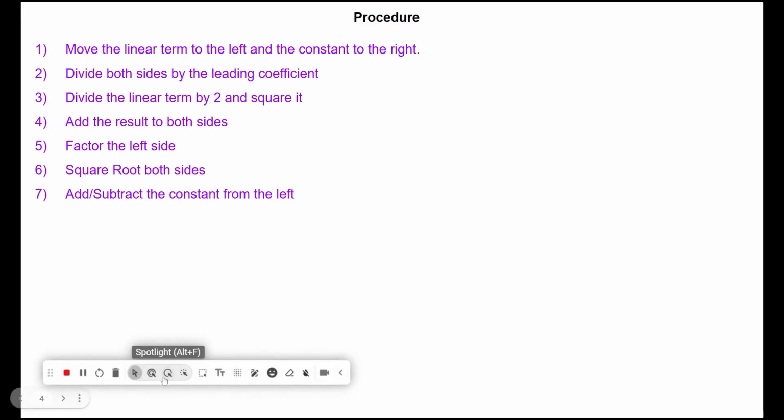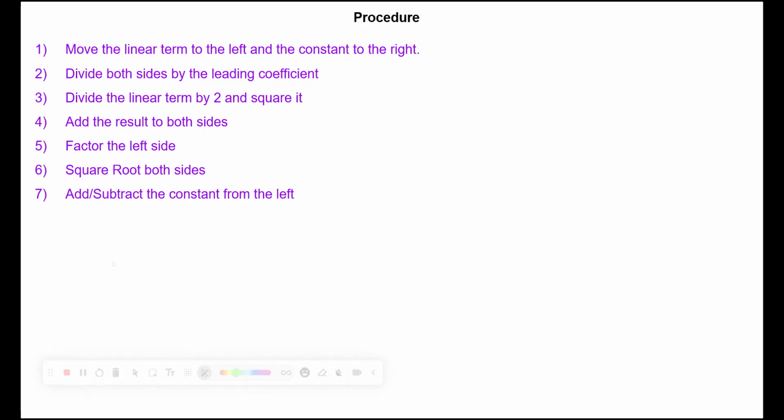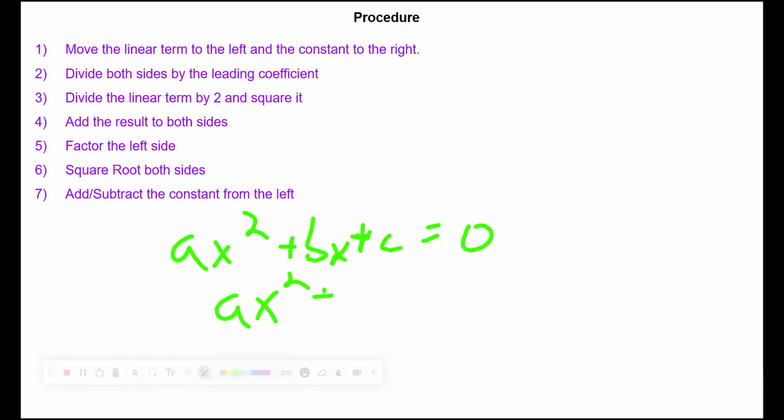So, number one, move the linear term to the left. We're used to seeing something like ax squared plus bx plus c equals 0. We've got our quadratic term, ax squared, and our linear term, bx, and c is our constant. So what we would need it to look like is ax squared plus bx equals negative c, by moving that c to this side. Move the linear term to the left and the constant to the right.